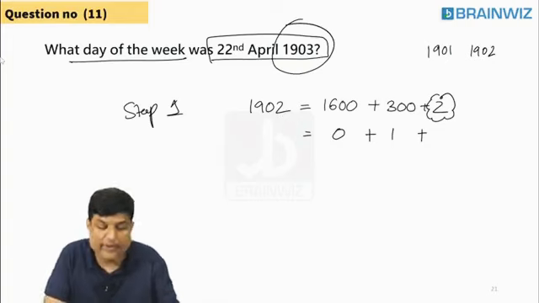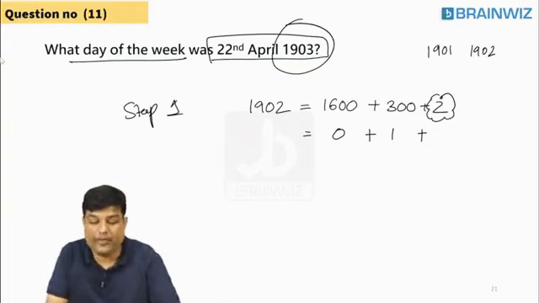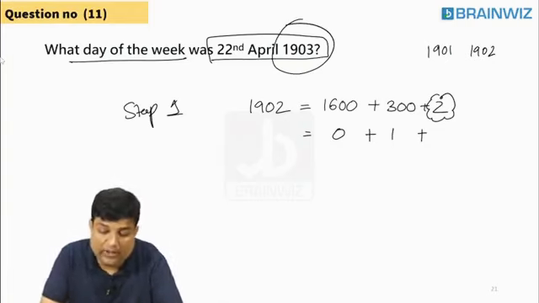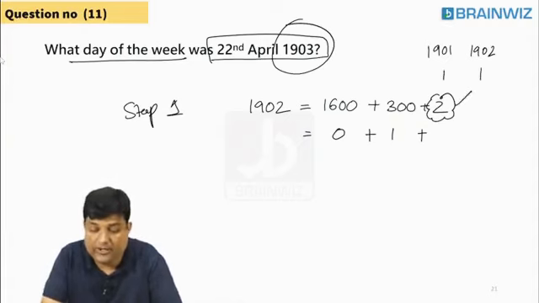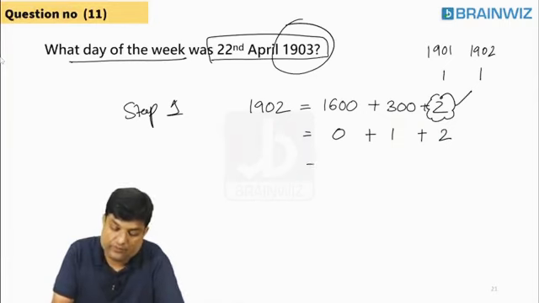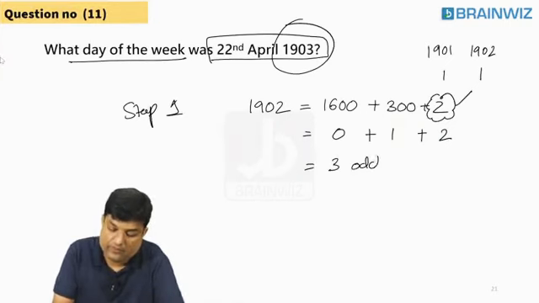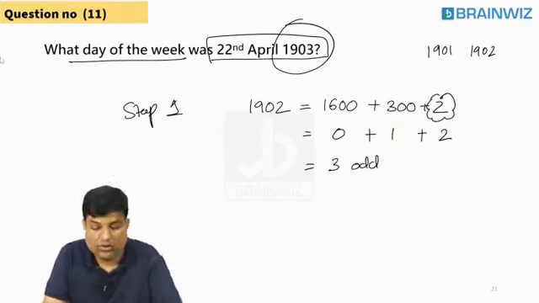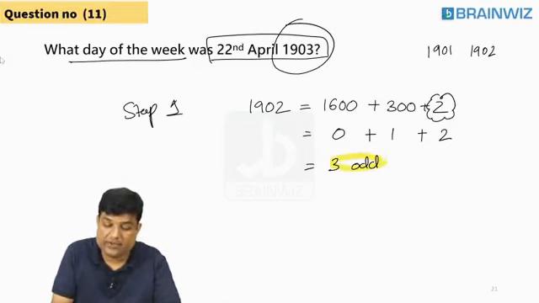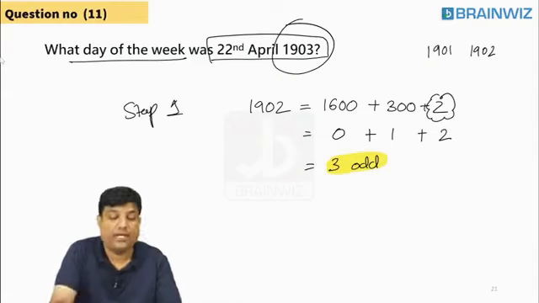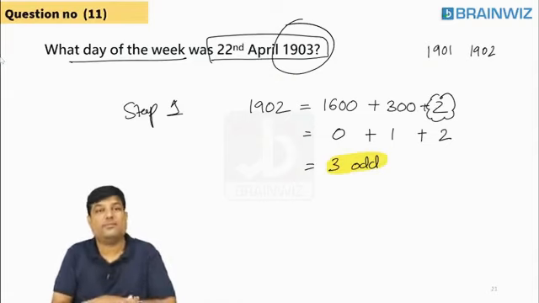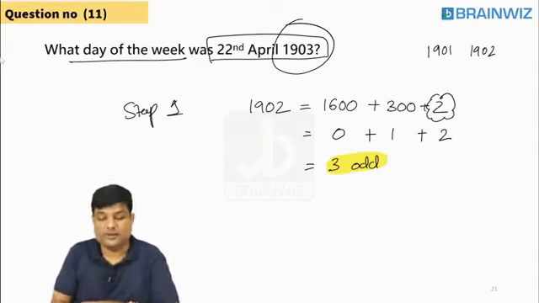Are you understanding, everybody? Chaliye, let's move forward. So in this 1901, these 2 years, 1901 is an ordinary year, that is 1. 1902 is ordinary, that is 1. 1 plus 1, what is that? 2. So 3 odd days are there. How many odd days are there, students? 3 odd days are there. Following, everybody?